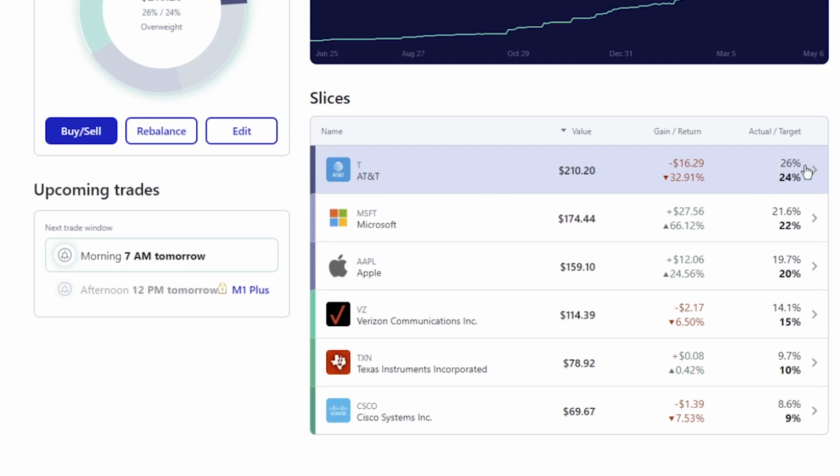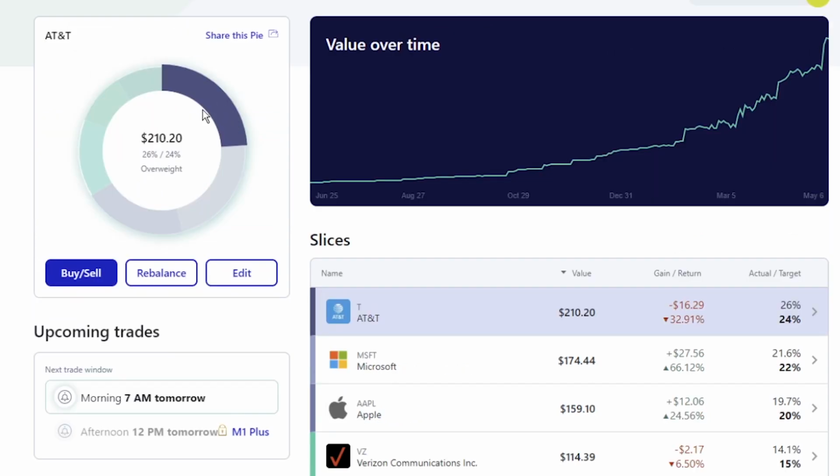So we can see here AT&T has a 26% actual and a 24% target. So if you haven't guessed already, that means it is over its target. And M1 Finance will even tell you here in this little circle, where it says overweight. That way it can tell right away that this has more money than you originally allocated based off its percentage.